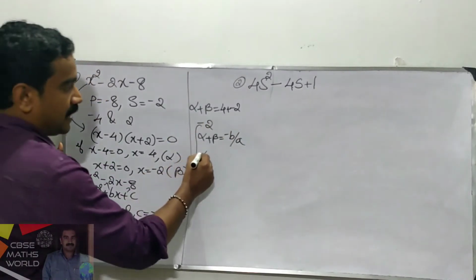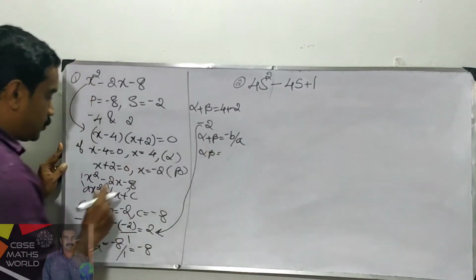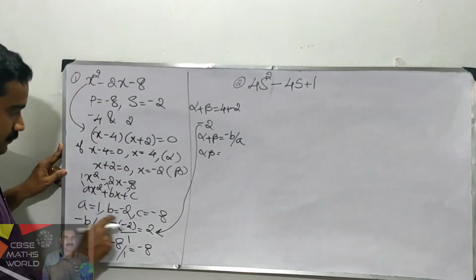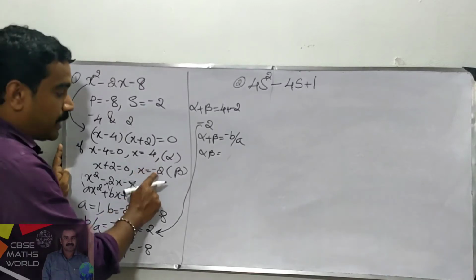And we want to check what is alpha into beta. Alpha, beta. The product of these two. What is alpha? Alpha is minus 4. Yes, alpha is 4 and beta is minus 2.